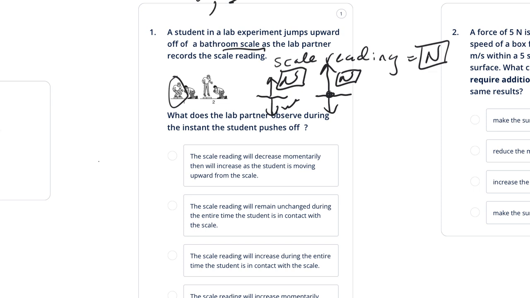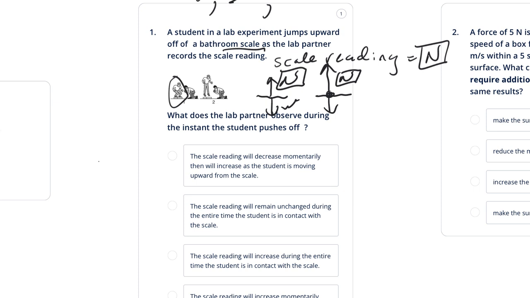And then as his feet gradually come off the scale, the weight decreases until he's off the scale, so it decreases to 0. Now, when I say the weight, what I mean is the normal force. So his apparent weight decreases to 0. His true weight is not even affected, obviously.